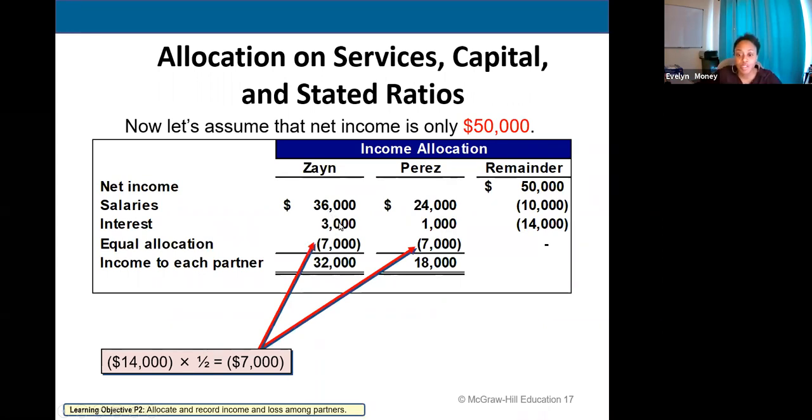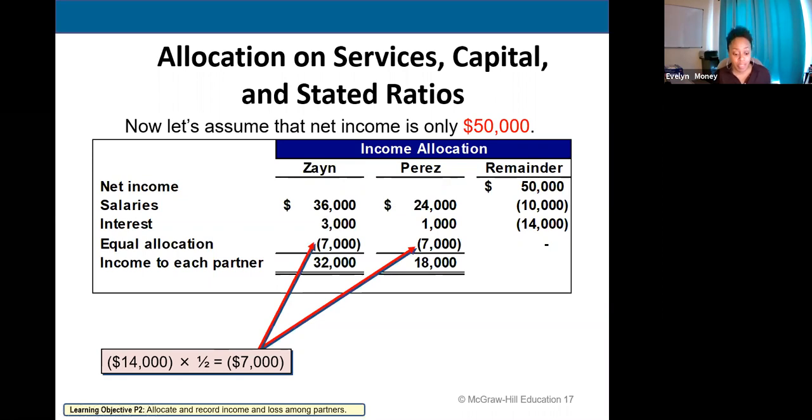So when we add up all of our figures here, we have to make sure we're not ignoring our signs, and we end up taking the 36 plus the 3 minus the 7. And then the 24 plus the 1 minus the 7. When I add up my two totals here, it better be equal to the amount of net income. If not, we did something wrong.